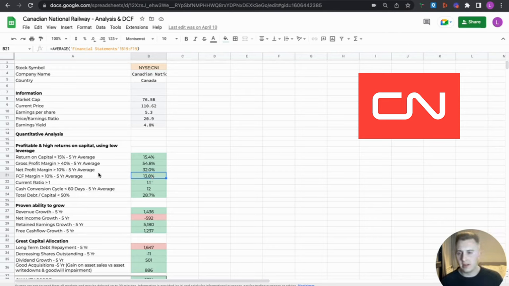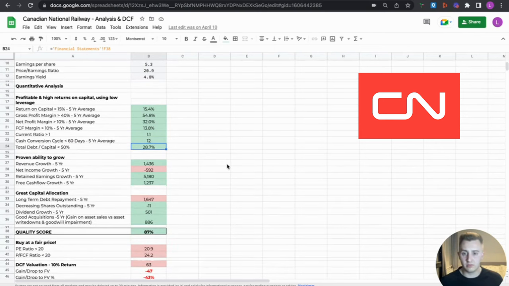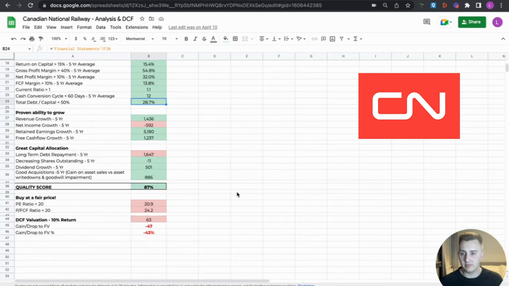Something to bear in mind though, current ratio above one, we'll take it, but we've seen in the past it isn't, so bear that in mind. We've spoken about this, great cash conversion cycle, a bit more like a software business rather than a railroad or industrial company as it's classed. Total debt to capital way above 50%, but I'm not worried about this business going bankrupt, let's just say that, which is obviously important, especially during times like these. Proven ability to grow, all apart from net income are in the green, maybe an anomaly, but something to look into.